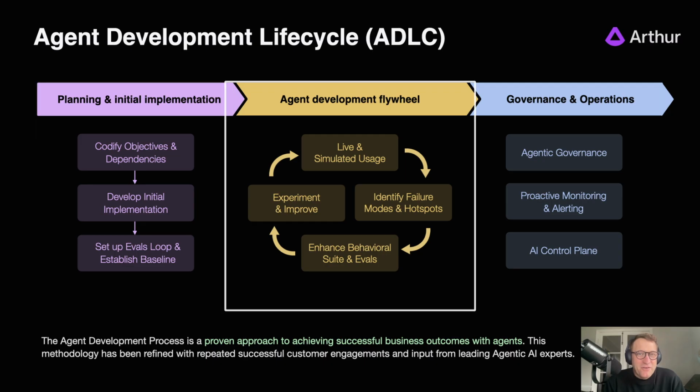All right, the next major phase, and this is the big one, is the agent development flywheel. This is really the core of the agent development lifecycle. Here's where we're going to start using the system, and we're going to see where the system is working well and where it's not. And then, armed with that knowledge, we can make changes to improve it and continue to build our evaluation sets to make them more comprehensive as the system grows.